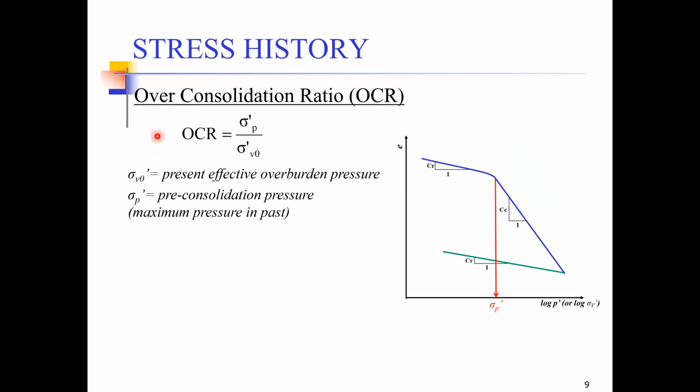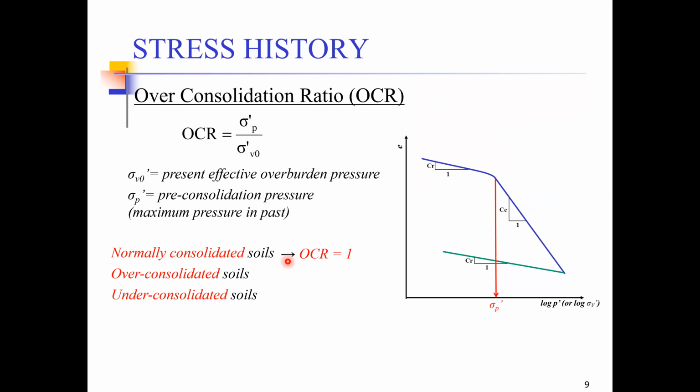The over-consolidation ratio is the ratio between the pre-consolidation pressure, which is the maximum pressure that has ever been sustained by the soil in its history, divided by the present effective overburden pressure. Now, going by this definition, what would be the over-consolidation ratio for normally consolidated soil and the over-consolidated soil? And in fact, there is a third type of soil which are called under-consolidated soils as well.